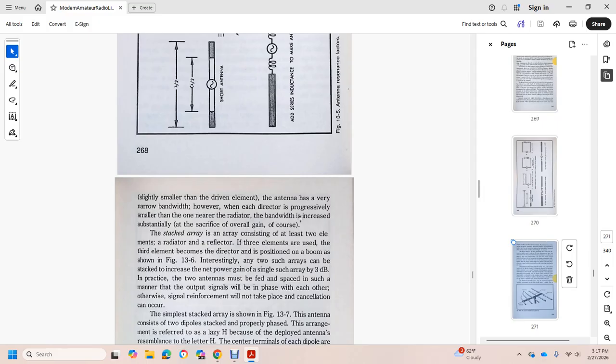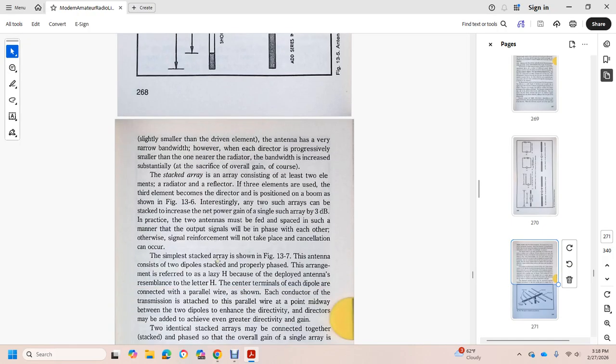A stacked array consists of at least two elements, a radiator and a reflector, or three elements with the third element as a director, positioned on a boom as shown in figure 13.6. Two such arrays can be stacked to increase net power gain, such an array giving 3 decibels. In practice the two antennas must be fed with the same phase and signal, otherwise the signals reinforce in some places and cancellation occurs.